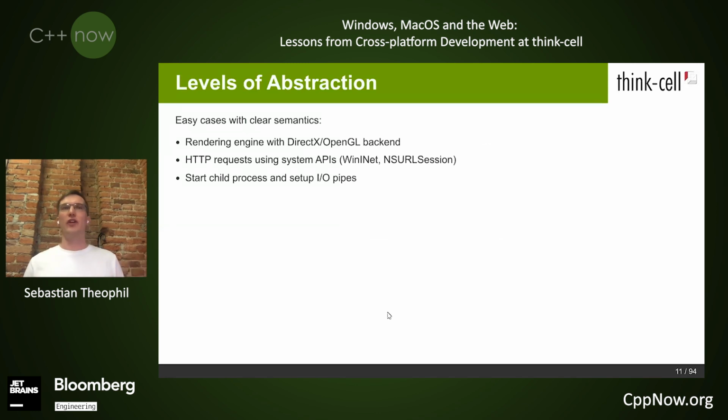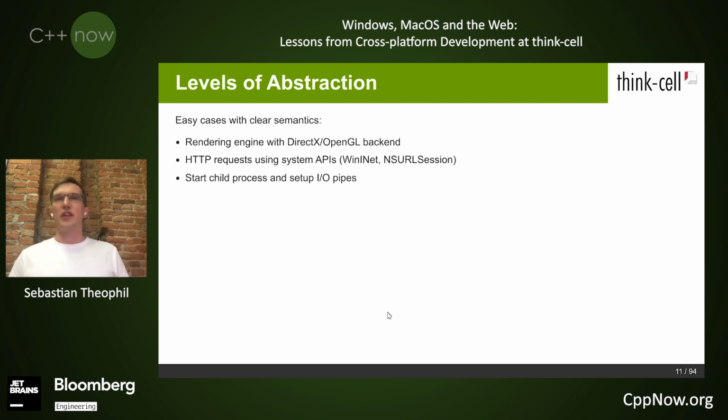So there were a couple of easy cases that I found just in our code base that have one thing in common. One example is our rendering engine, where you have platform-independent code that renders stuff and essentially creates lists of triangles with texture coordinates. And then you have a backend that just goes over those things and issues OpenGL or DirectX commands. We do HTTP requests using the system APIs because we don't use curl, for example, because the system APIs might use the system proxy settings that the administrator has set.